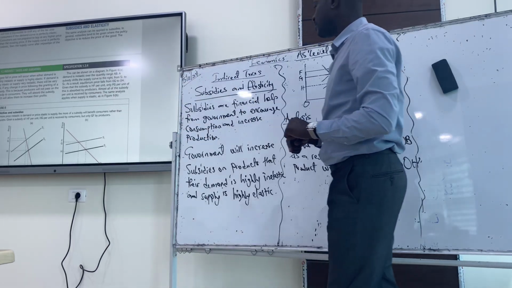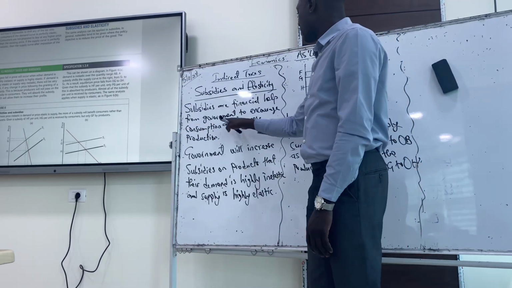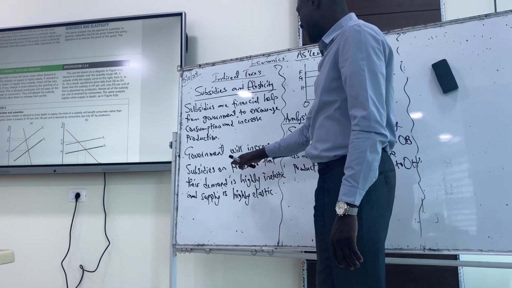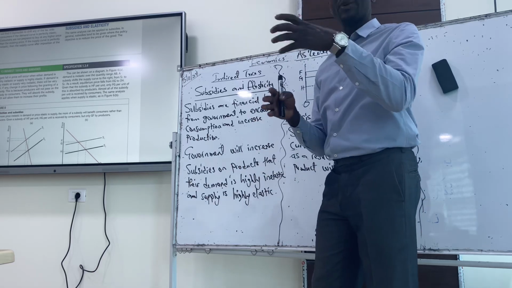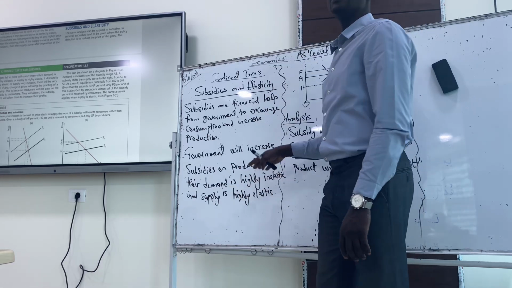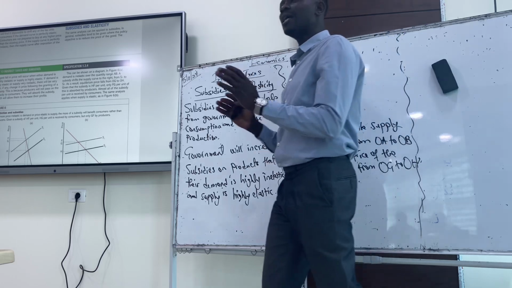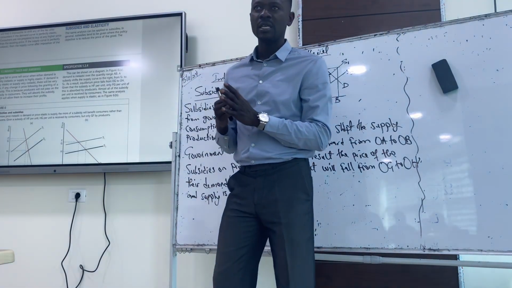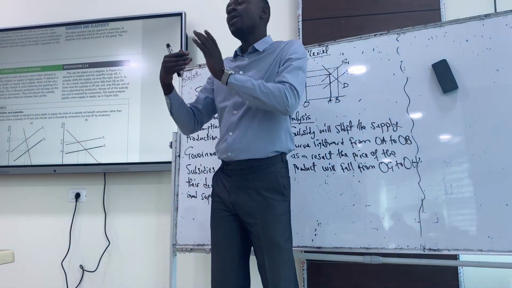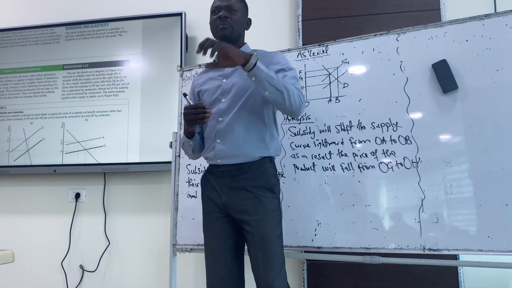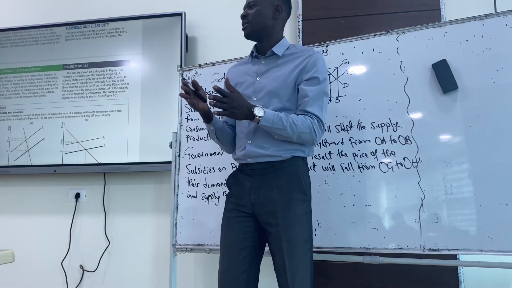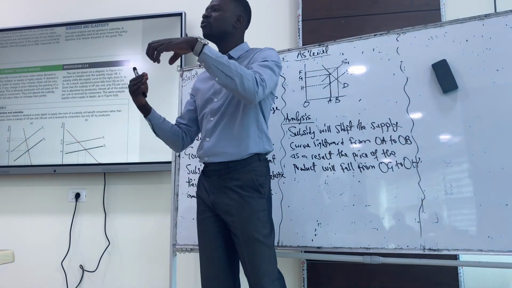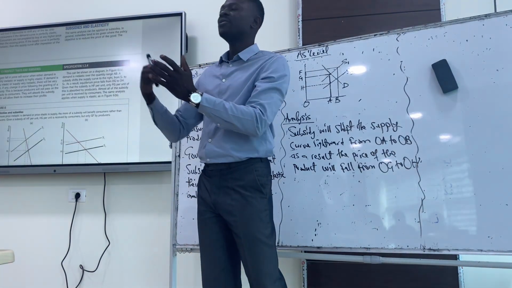Do we get it? So I wrote, subsidies are financial help from government to encourage consumption and increase production. Government will increase subsidies on products whose demand is highly inelastic, that is perfectly inelastic, and supply is highly elastic, which is perfectly elastic. So look at these two situations. Demand of a product is perfectly inelastic, which means irrespective of the price, we have to buy. Yes or no? Yes. But because these products are products that we need, government wants to encourage us to buy them. As a result of that, government would subsidize to reduce the price for us.